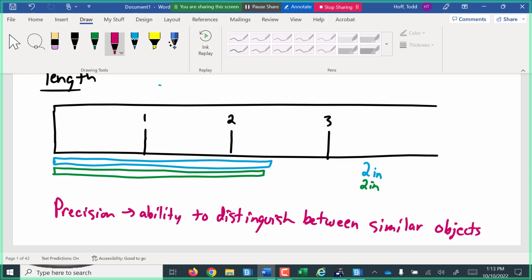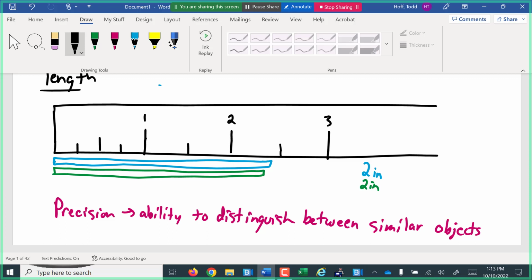Well, how do we make it more precise? Well, the easy way is just go ahead and cut each unit in half. So it's our 1/2 inch, 1.5 inch, 2.5 inch. Well, I didn't quite get that in the middle. Let me try that again. Right there, 2.5 inches. Still though, both of those, the blue and the green bar, would be closest to the 2.5. So again, we're not quite precise enough to tell the difference between those.